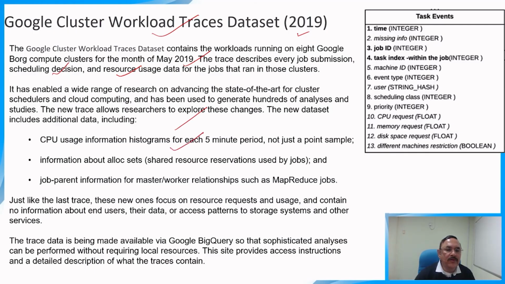So, it includes CPU usage information histograms for each 5-minute slot, not just sample information, alloc sets, and job parent information for the master relations such as MapReduce jobs. Just as the last trace, these new ones focus on the resource requests and usage and contain no information about the end users. So, the trace data is being made available via Google BigQuery, so that sophisticated analysis can be performed without requiring local resources. This site provides the access instructions and a detailed description of what the traces have.